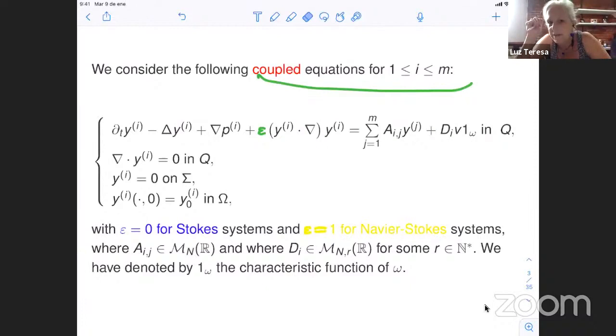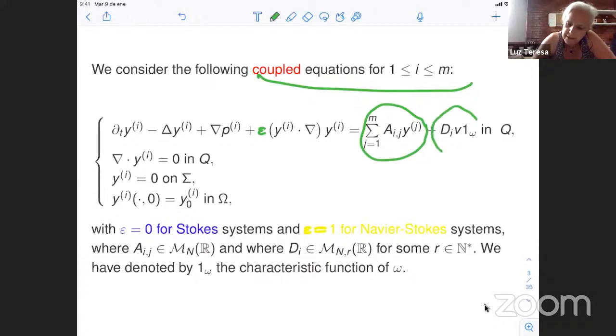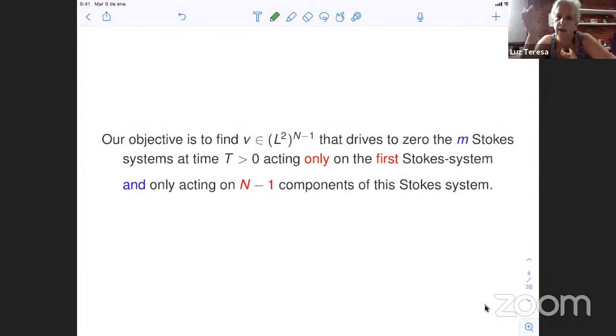So the particularity here is that we are considering that we have some coupling of order 0, and we imagine that we can act on the system by means of a control. And the interesting thing here is that we only act, in fact, on one of the equations. Okay, so our problem or our objective is the following.